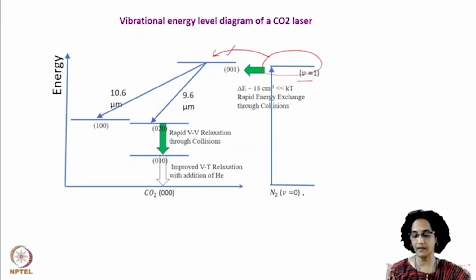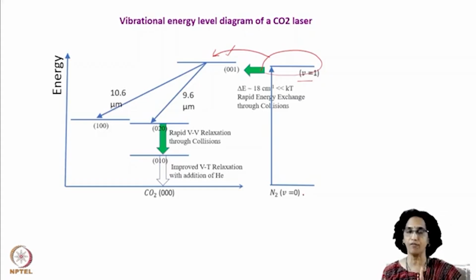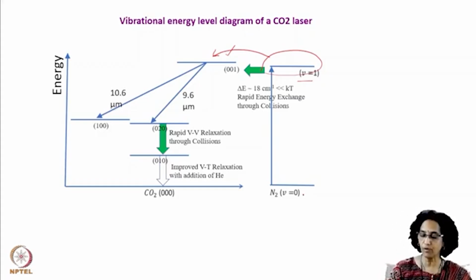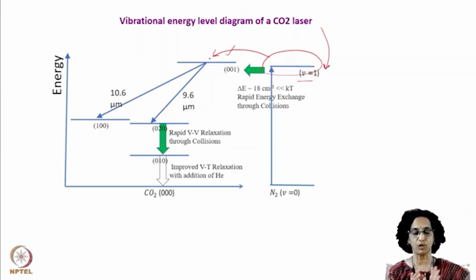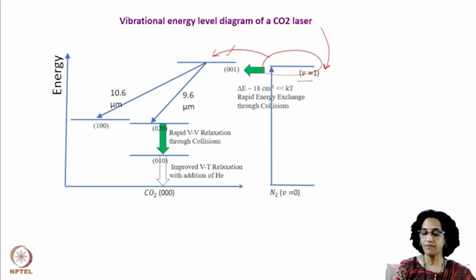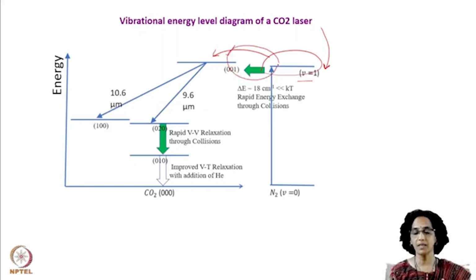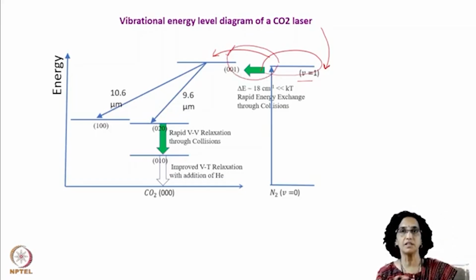And because nitrogen is a homonuclear diatomic molecule, it has only one ladder of vibrational energies, and therefore this vibrational energy finally comes down to V equal to 1 and gets transferred to CO2. So the selective excitation is very well achieved by making use of nitrogen. And we have to understand that this energy difference is very small, much smaller than the kinetic energy, the thermal energy of gas molecules, and therefore this is a very efficient transfer of energy.